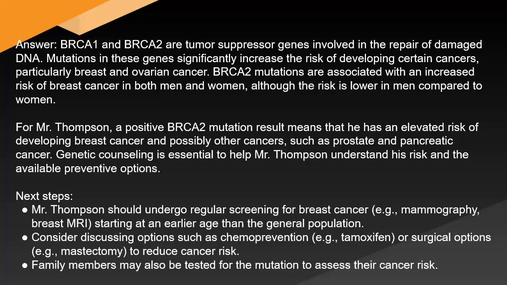Genetic counseling is essential to help Mr. Thompson understand his risk and the available preventive options. Next steps: Mr. Thompson should undergo regular screening for breast cancer, e.g., mammography, breast MRI, starting at an earlier age than the general population. Consider discussing options such as chemoprevention, e.g., tamoxifen, or surgical options, e.g., mastectomy, to reduce cancer risk. Family members may also be tested for the mutation to assess their cancer risk.